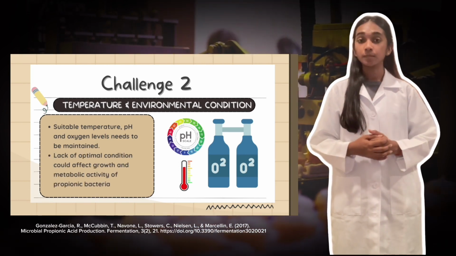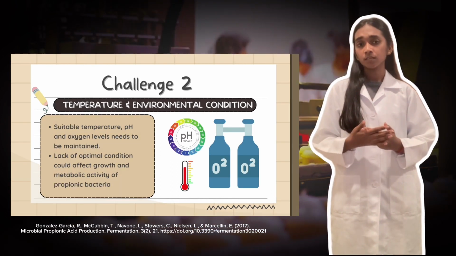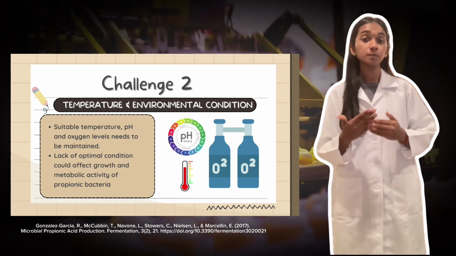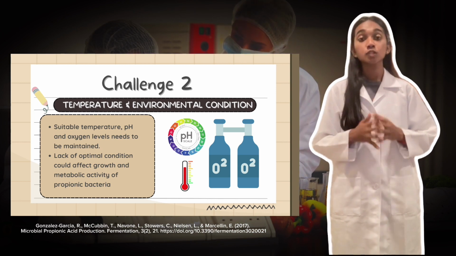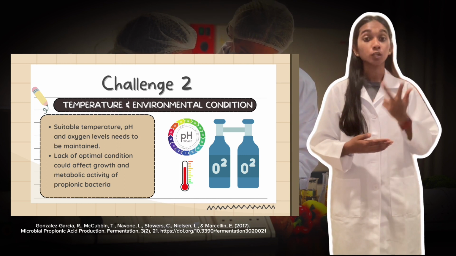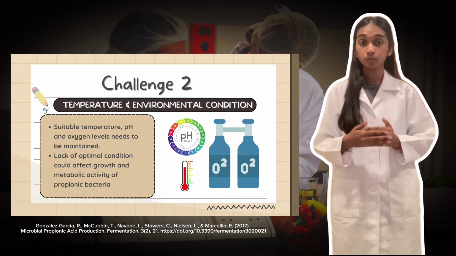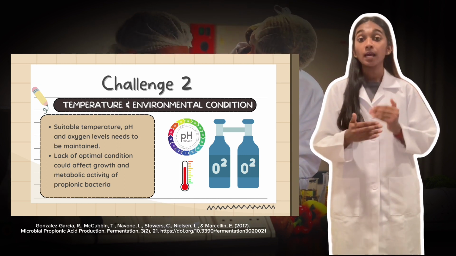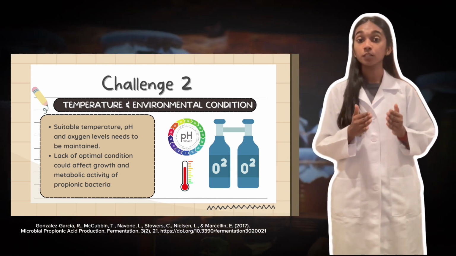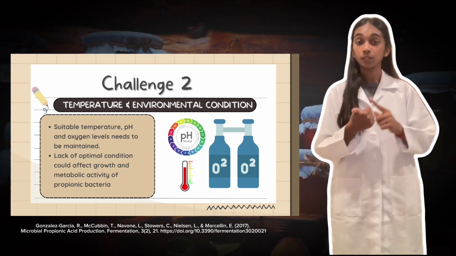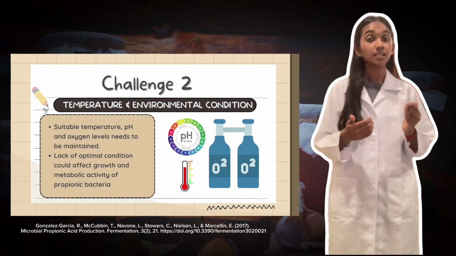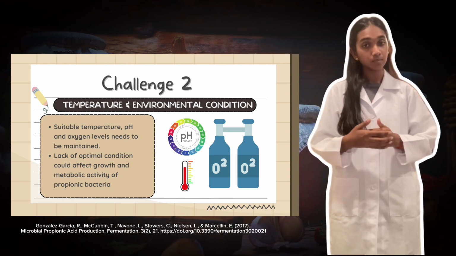Challenge number 2. Temperature and environmental conditions. Propionic bacteria have specific temperature and environmental requirements for optimal growth and fermentation. Maintaining suitable conditions such as temperature, pH and oxygen level throughout the fermentation process can be very challenging, especially in large-scale production. Deviation from these optimal conditions can affect the metabolic activity and growth of propionic bacteria, which can result in inconsistent product quality.